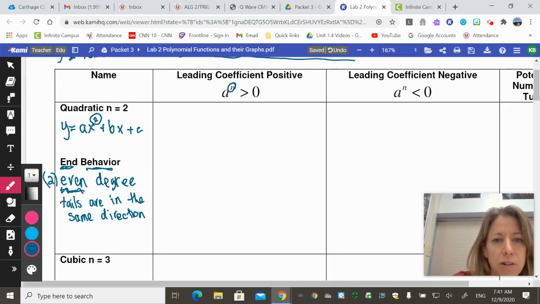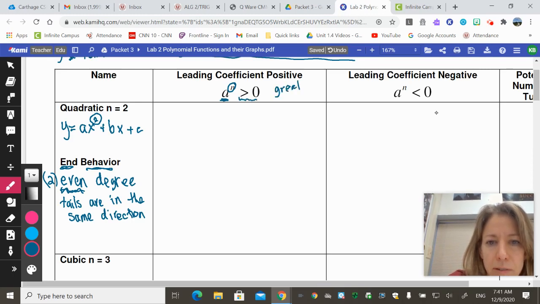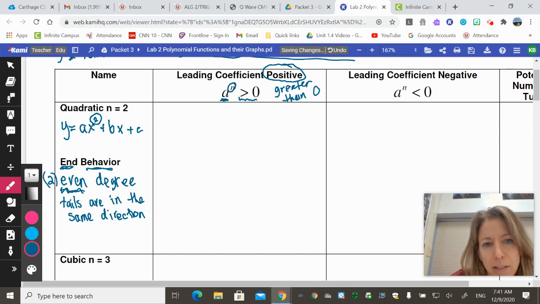If you notice this first column, it says where the leading coefficient is positive. They're talking about this a value. Greater than 0 is another way of saying positive. So this whole column, we'll talk about positive lead coefficients. And the next column talks about when the lead coefficient is negative. So the lead coefficient is less than 0.